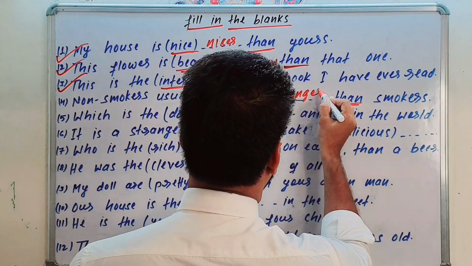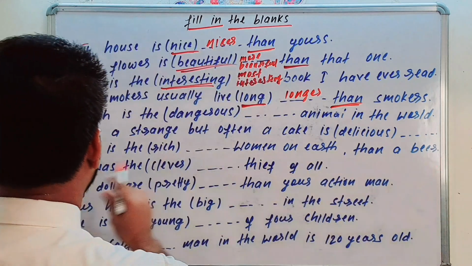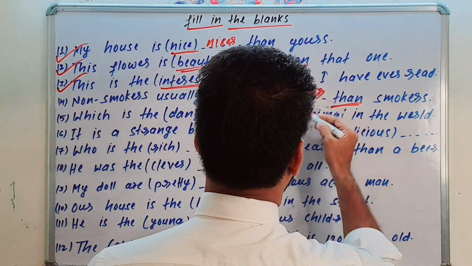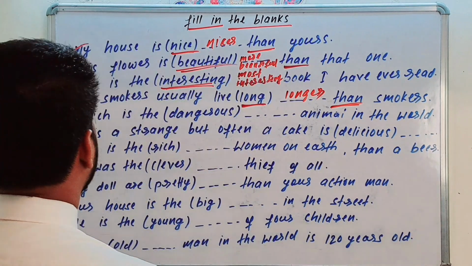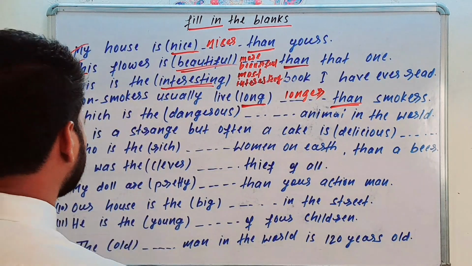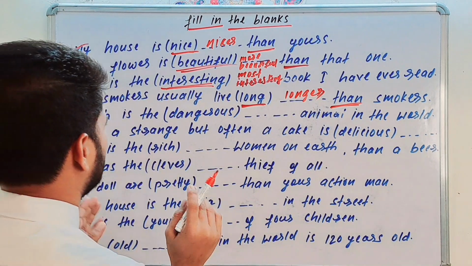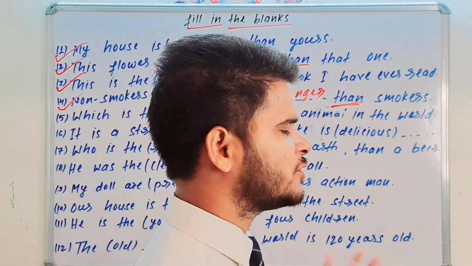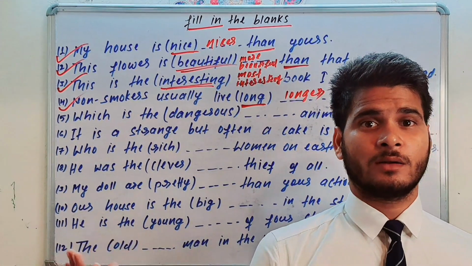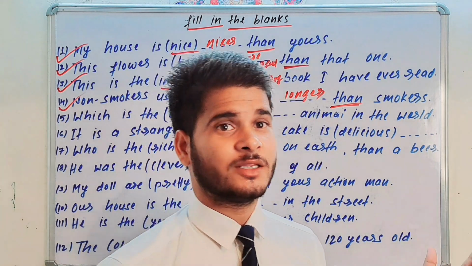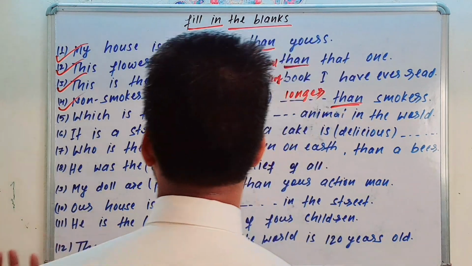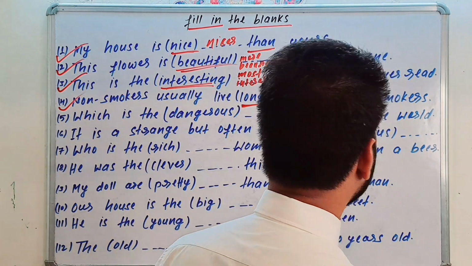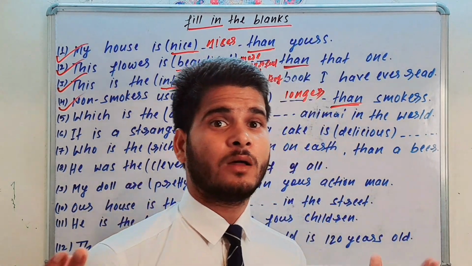Okay? Longer than smokers. Non-smokers usually live longer than smokers. Finished. Fifth one, which is the dash animal in the world? Here I'm talking about the world, the best. Okay, the superlative degree. Which is the dash animal in the world?